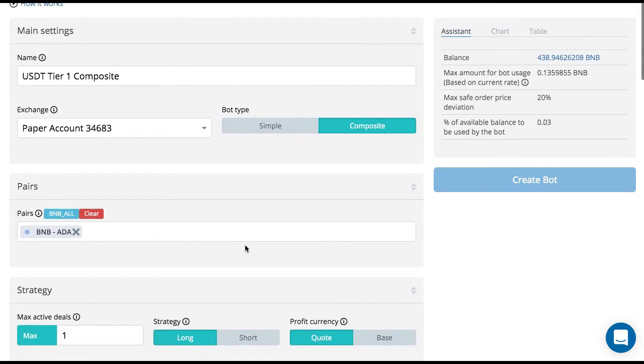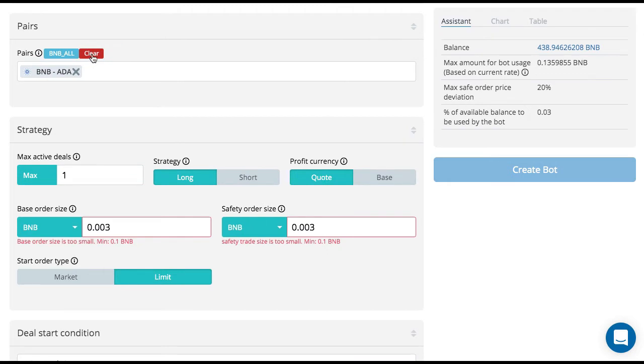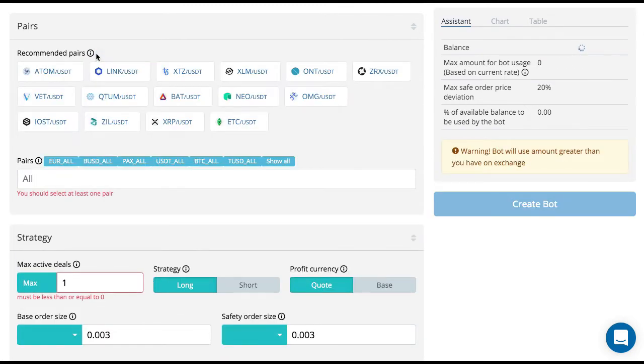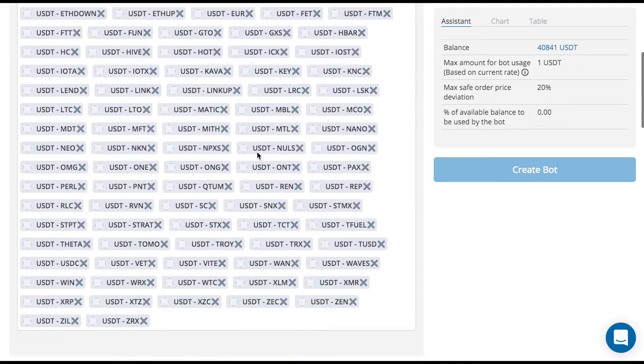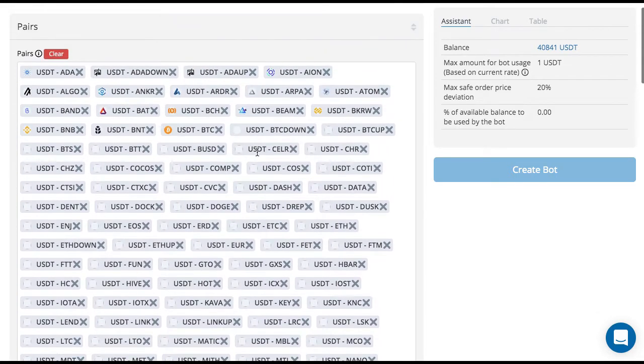And because I'm choosing USDT pairs, I'm going to click clear here. And then I'm going to go down here where this blue button says USDT all. And I'm going to click that so that it preloads all of the USDT pairs, in this case on Binance. So you can see that all these pairs have been loaded.